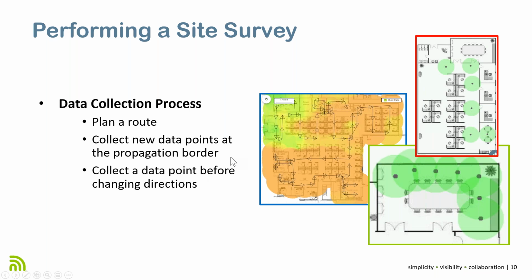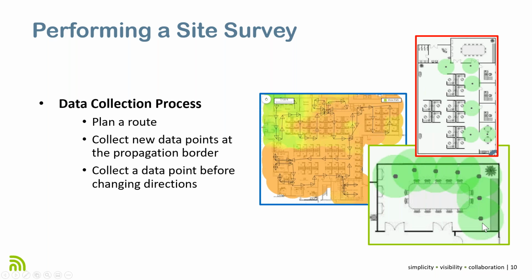Another tip, collect new data points at the propagation border. So when you're basically doing a site survey with AirMapper, you want to collect as much data as possible without having to spend too much time at it. That's where the propagation radius comes in, like I mentioned earlier.